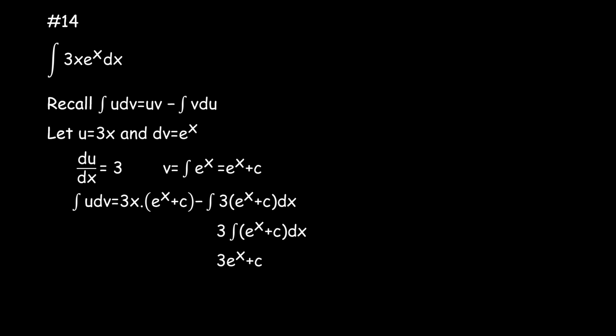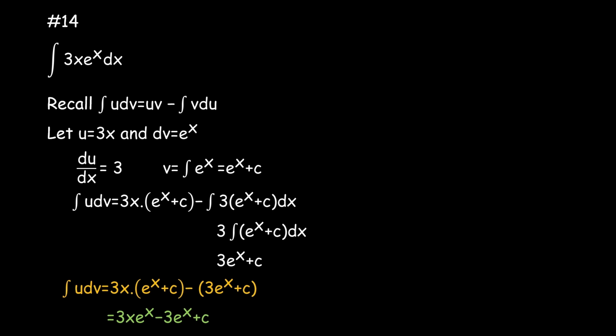Now, if we regroup the values that we have got, we would have the integral of u dv being equal to 3x times e to the power x plus c minus 3e to the power x plus c. And simplifying that, we should have 3x minus 3 e to the power x plus c.